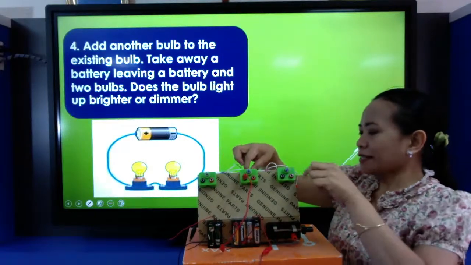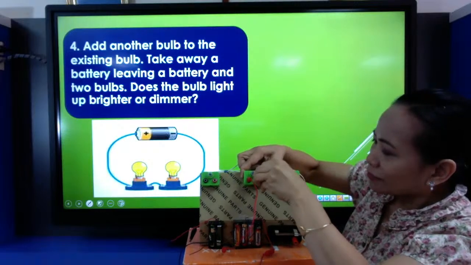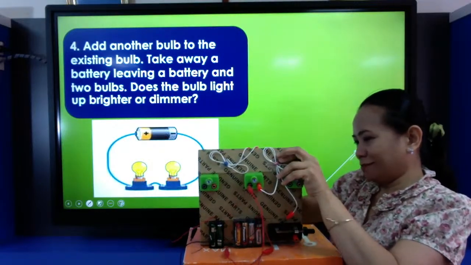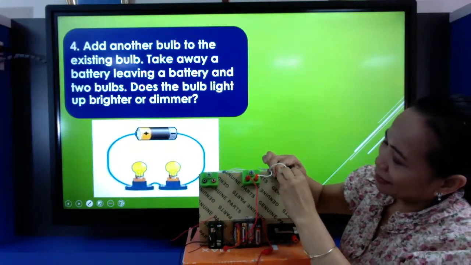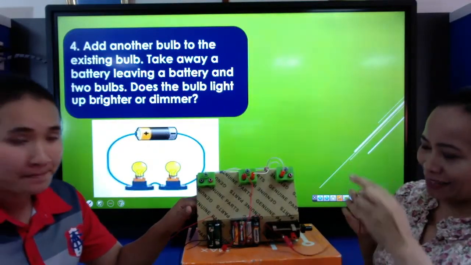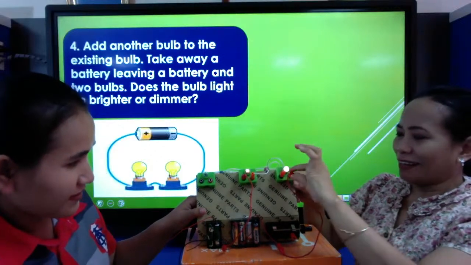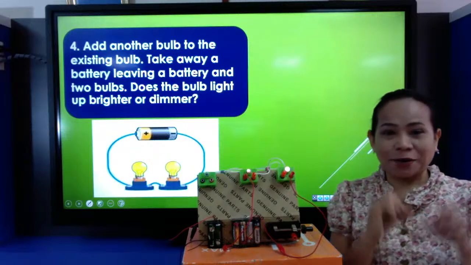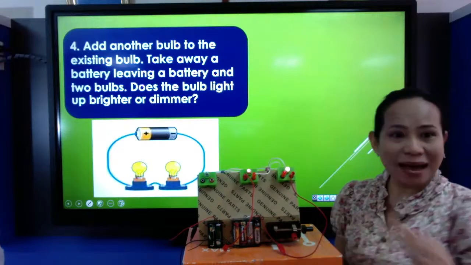So we need connecting wires here. I have additional connecting wires. Soon you will learn how to connect the wires, okay? So let's have it here. Okay. Observe. Now, first, we connect 1 bulb to 4 batteries.